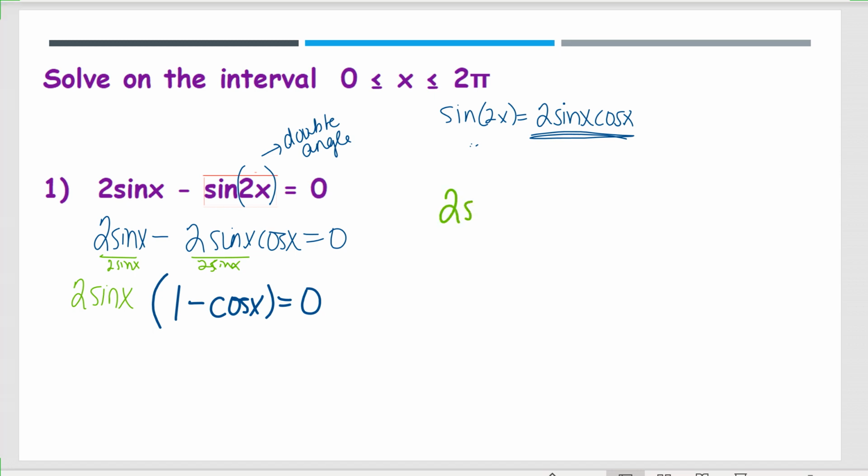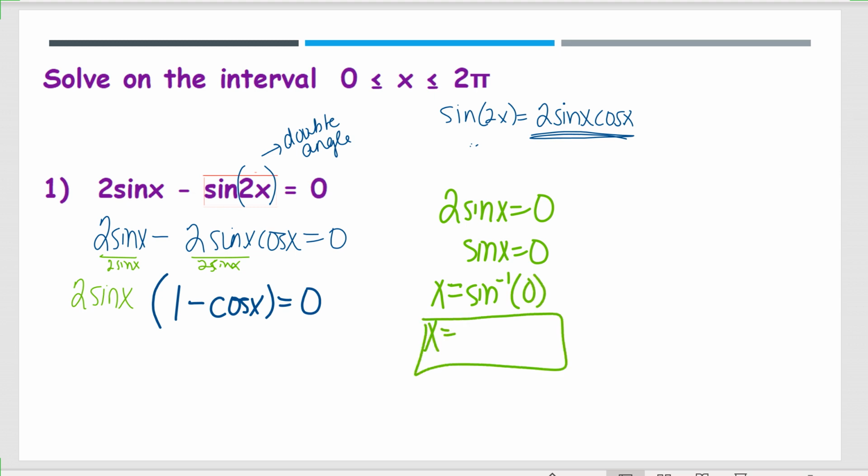So 2 sine of x equals 0, divide both sides of the equation by 2, so sine of x equals 0, and when we take the inverse, sine inverse of 0, we're looking for those radians or degrees around the unit circle where the y value is 0. That occurs at 0 radians, pi, and at 2 pi. Perfect.